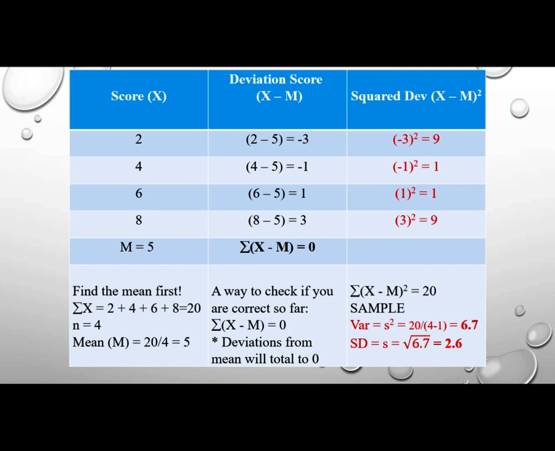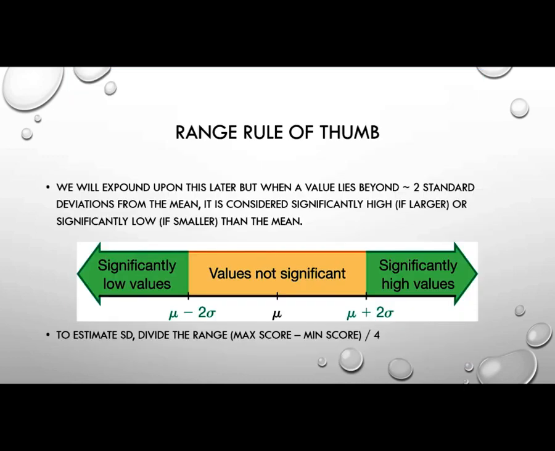So now I'm going to square them. Negative 3 squared is 9, negative 1 squared is 1, 1 squared is 1, 3 squared is 9. Add them up. They just so happen to be 20. Doesn't always work that way, but it did for these data. So my variance is 20 divided, and we're going to do the sample variance, so the degrees of freedom is n minus 1, which is 4 minus 1, which is 3. So 20 divided by 3 is 6.7. I just take the square root of that, and I get 2.6. Okay, that's how you find the standard deviation. I'm showing it to you, but I'm not going to ask you to calculate it.